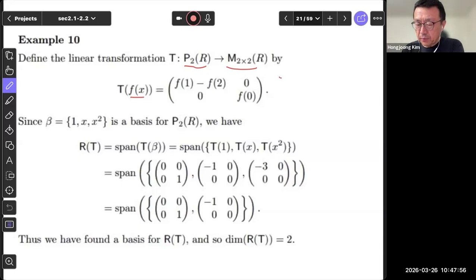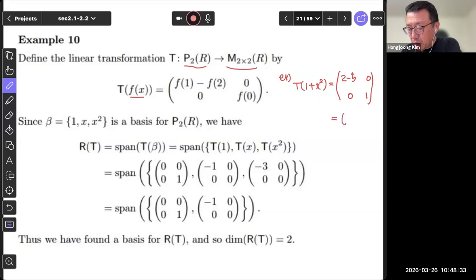So for example, if I consider, say, 1 plus x squared, then when I plug in 1 to this polynomial, you get 2. If you plug in 2, you get 5. Their difference is the first row, first column entry. And then you get 0, 0, and f of 0 is 1. So the image of 1 plus x squared under this mapping T will be the matrix negative 3, 0, 0, 1.